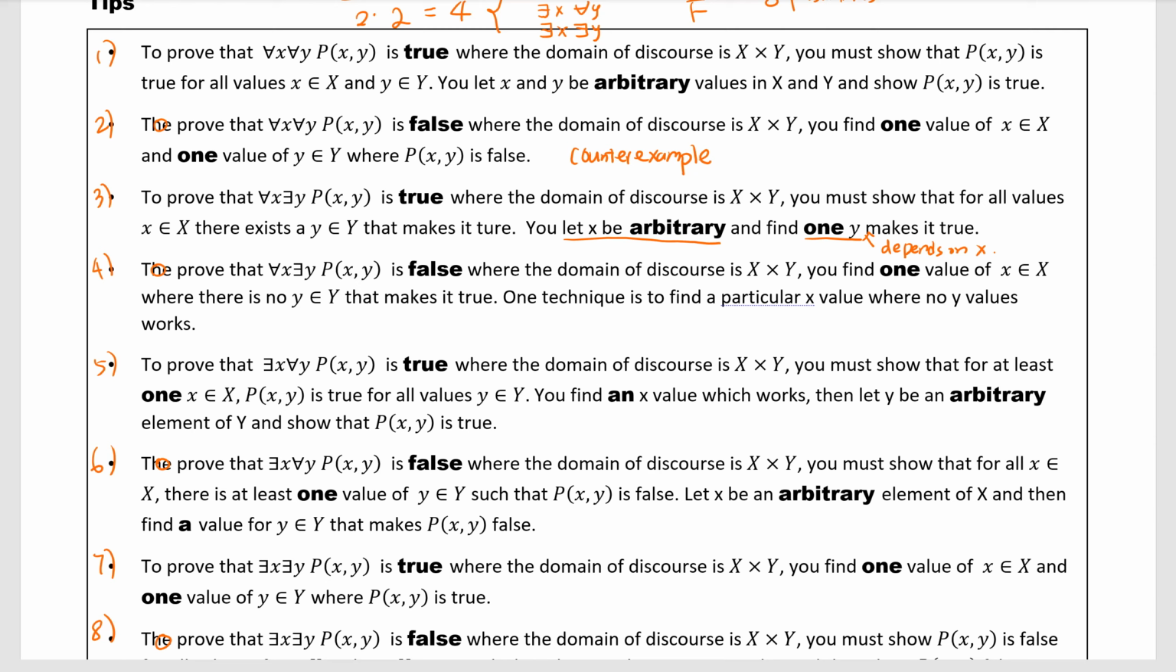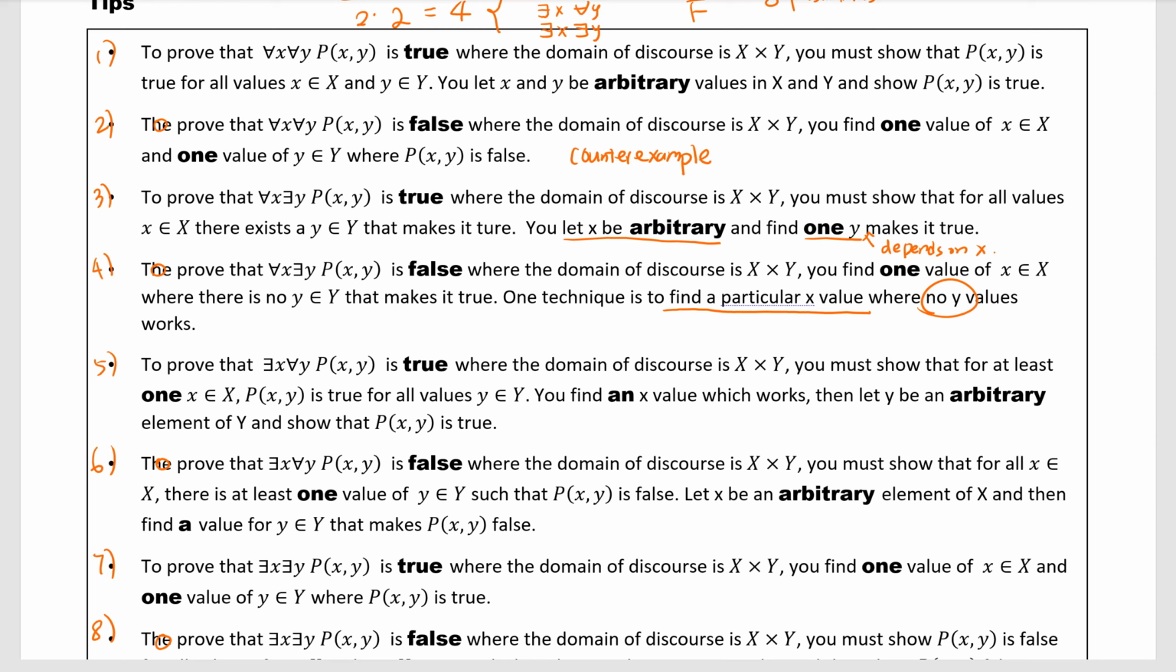What do we do? Okay, so we want to find the x values such that no y can make it true. So you have to search a couple of x values and see which one works. So you want to find the x value for which no y values work in this case.